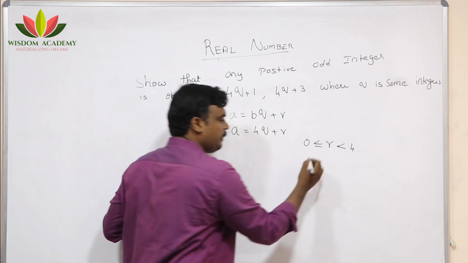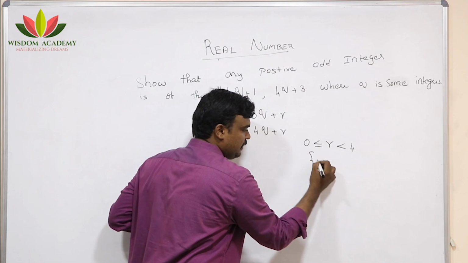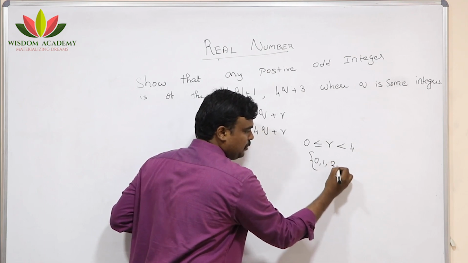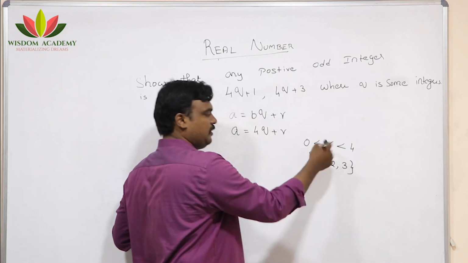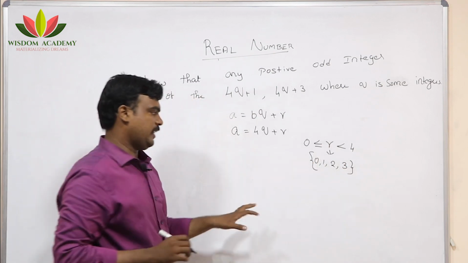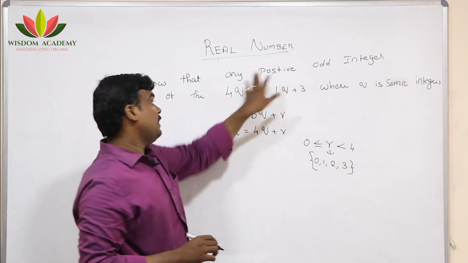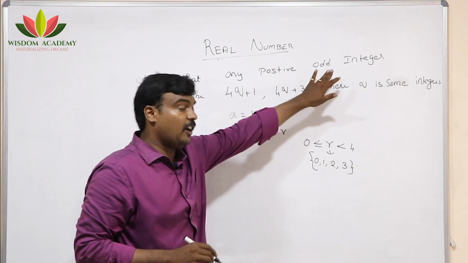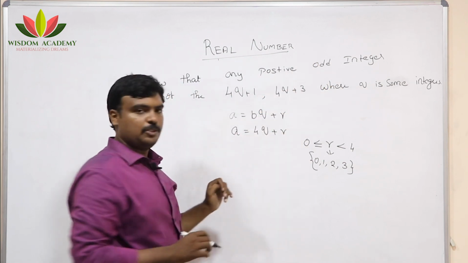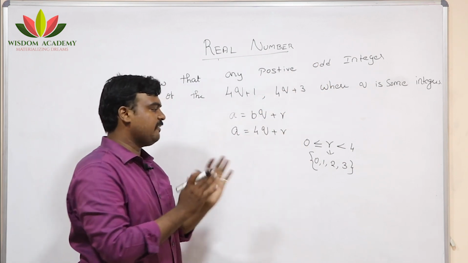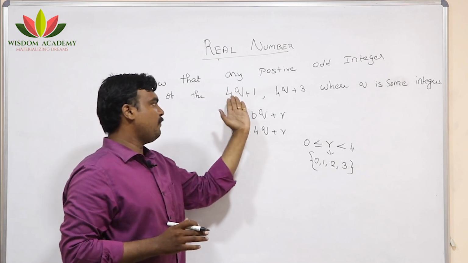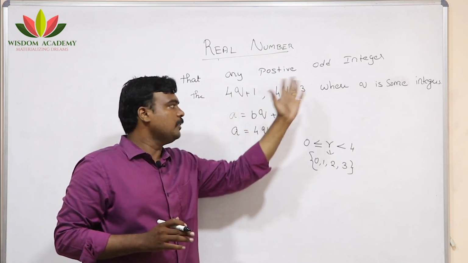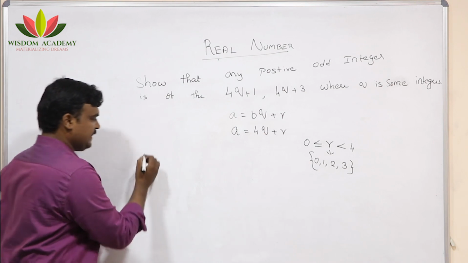In this case, what are all the numbers there? 0, 1, 2 and 3. So this is the number set for this, right? Okay. Now what are they saying? Show that any positive odd integer. So all the positive odd integers will be in the form of either 4q plus 1 or 4q plus 3. Now we can take the cases.